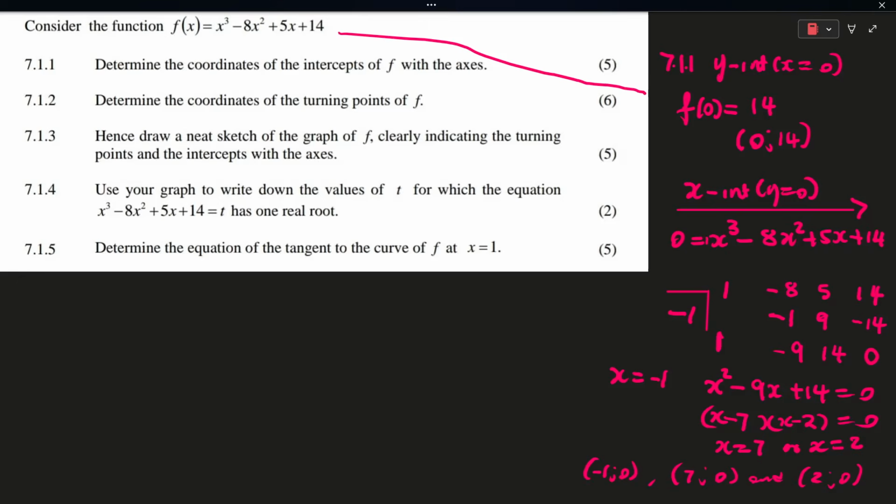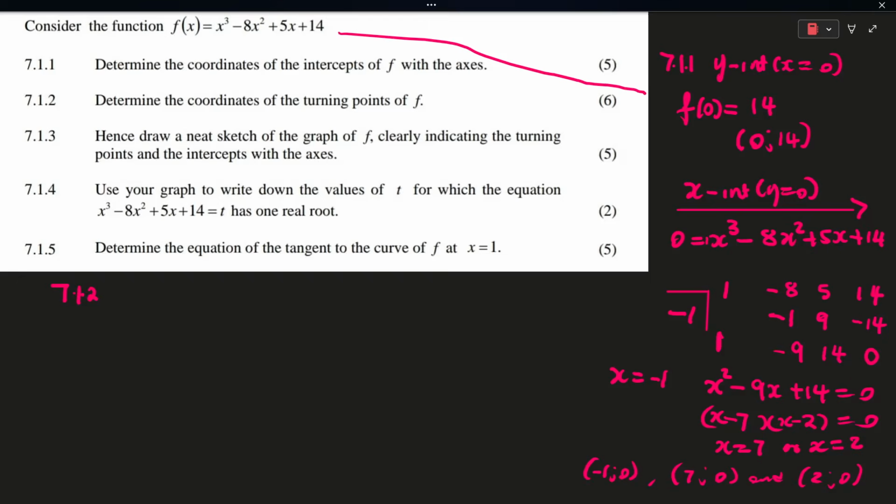Right? I hope we can win on this one. That is the answer. Now let's go to the next one.